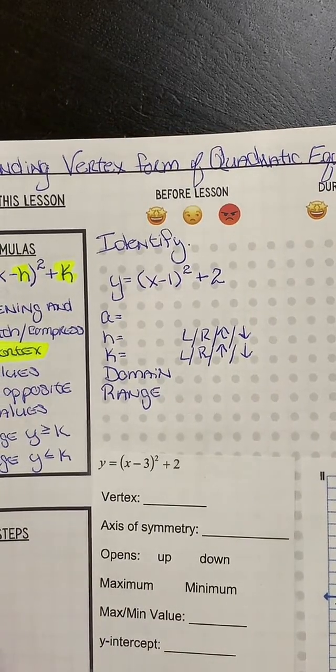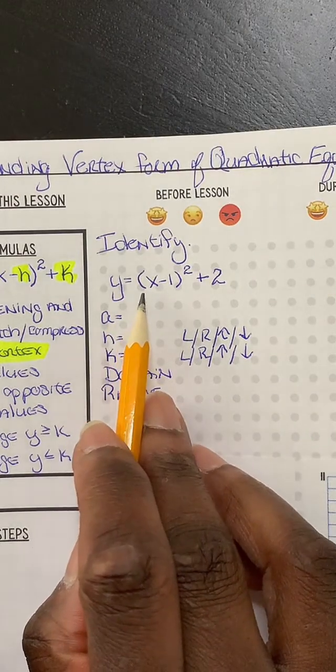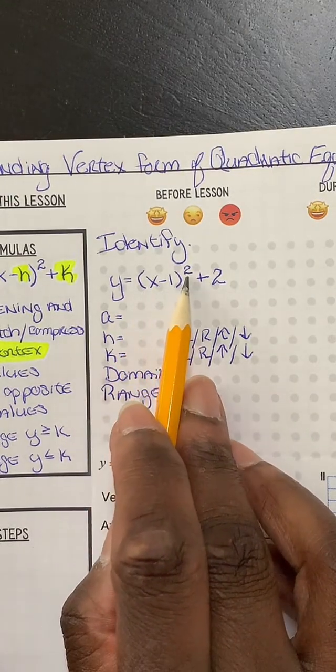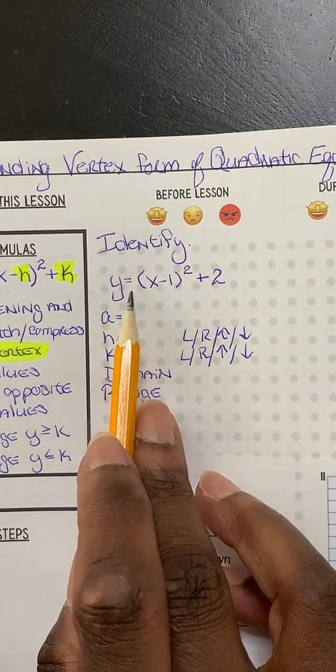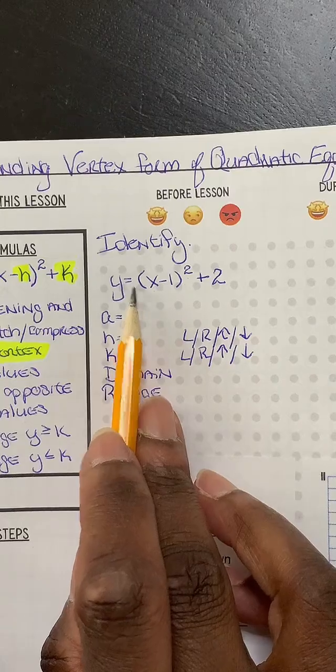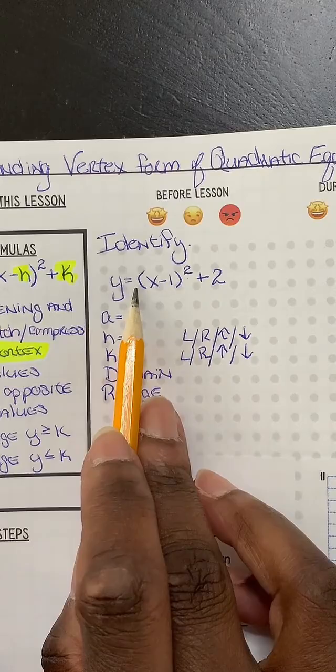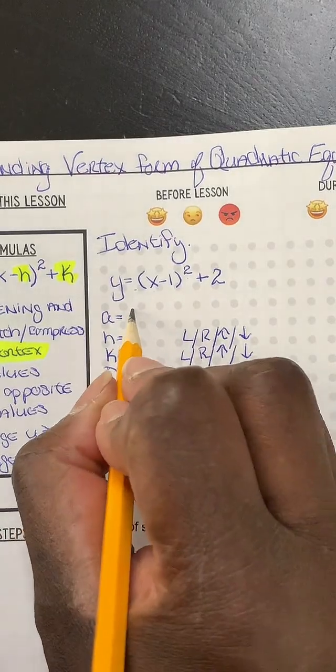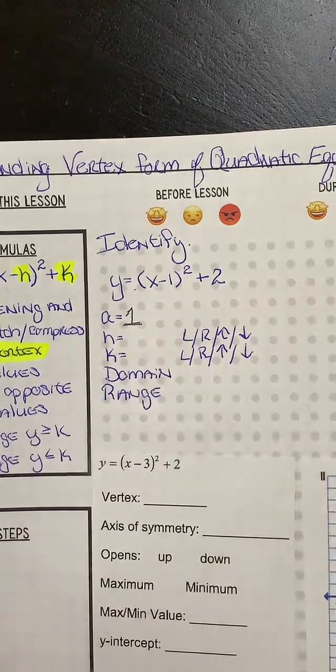So let me show you how it's done. We have y equals (x minus 1) squared plus 2. In front of this parenthesis, that's going to be your a value. If you don't see anything, it's assumed to be a 1.